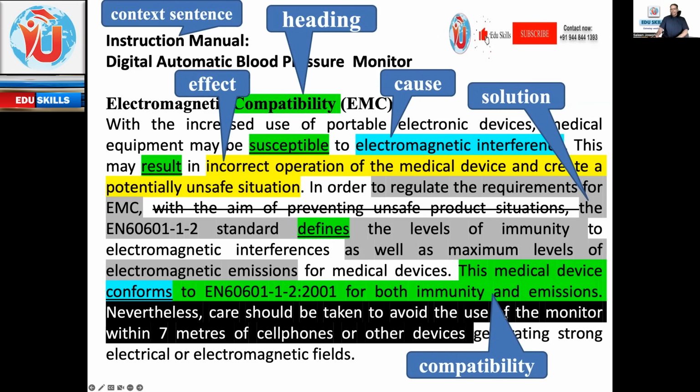Nevertheless, care should be taken to avoid the use of the monitor within 7 meters of cell phones or other devices. So this is a caution given. In spite of this, what caution should you take? Now you can see a problem given in cause and effect language. Then you have solutions suggested, and in effect you have 2 effects. Then the solutions suggested, then a caution given. Problem, solution, effect. Or in the problem, you can say cause and effect: 1 cause, 2 effects, then solution, then caution. Yeah, caution here, this black highlighted thing.